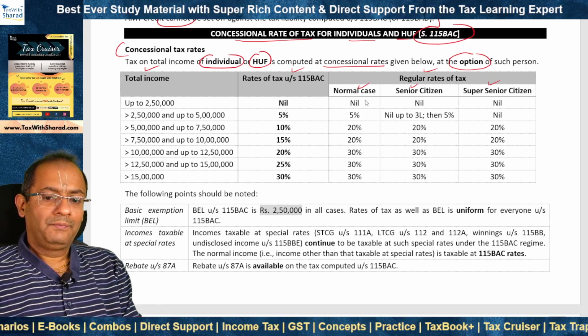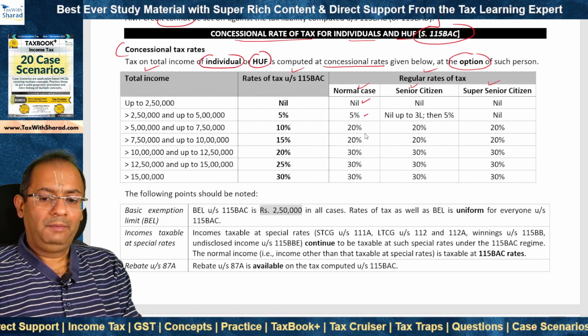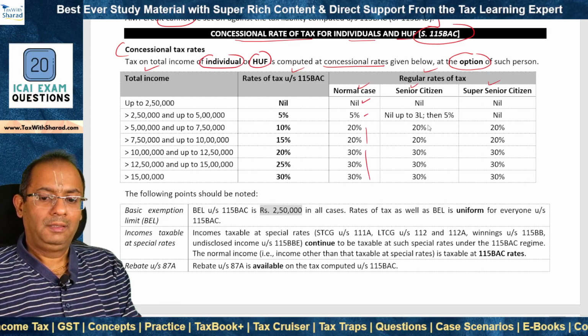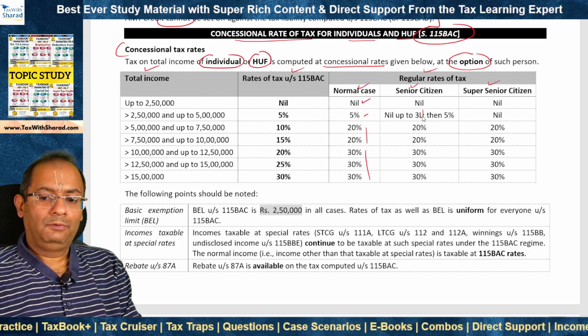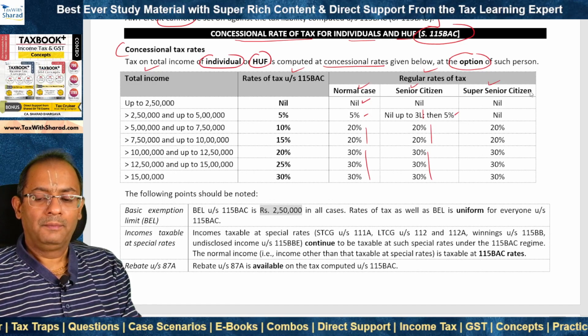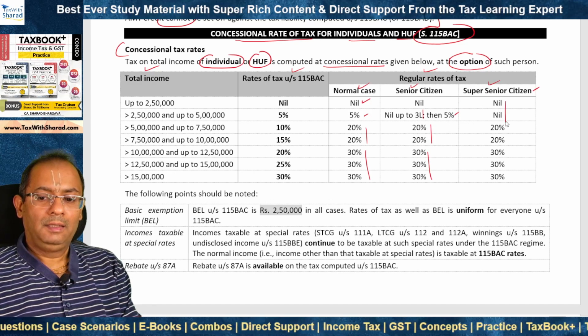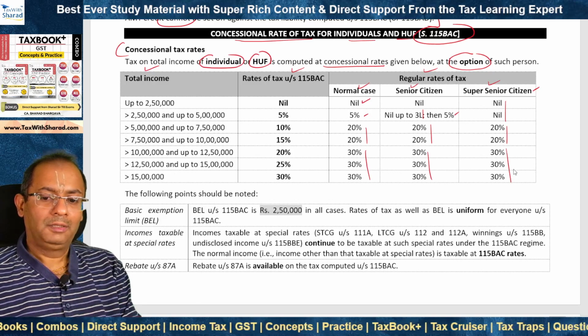In normal case, the basic exemption limit is 2,50,000, and then the slab rates of 5% or 20% or 30% are applicable. For a senior citizen, there is basic exemption limit of 3 lakh, and then the slab rates of 5% or 20 or 30% apply. In case of super senior citizen, there is the basic exemption limit of 5 lakh, and then rate of 20% or 30% apply.